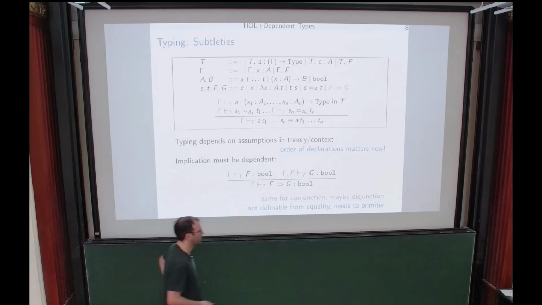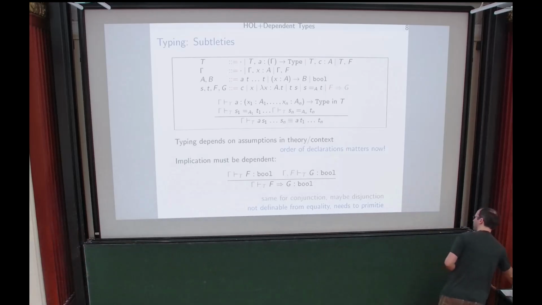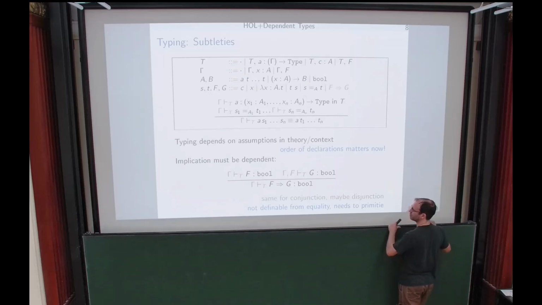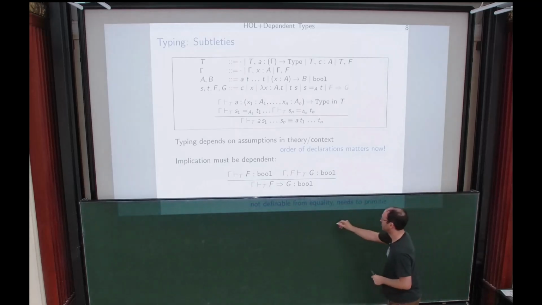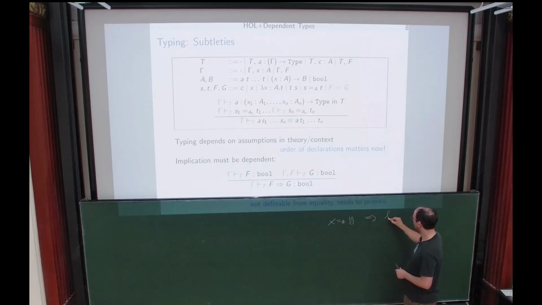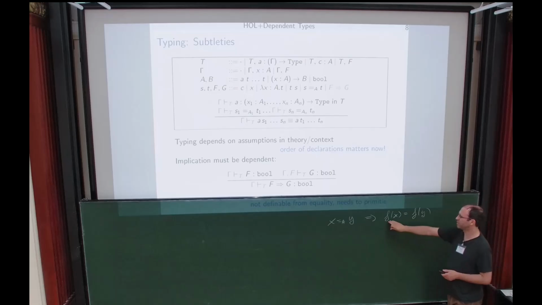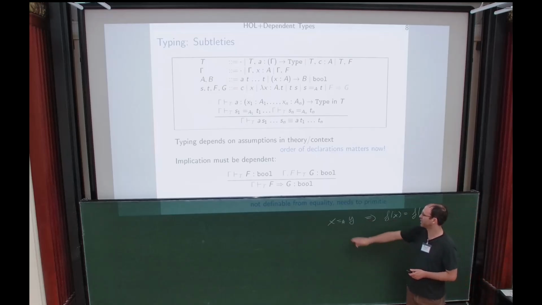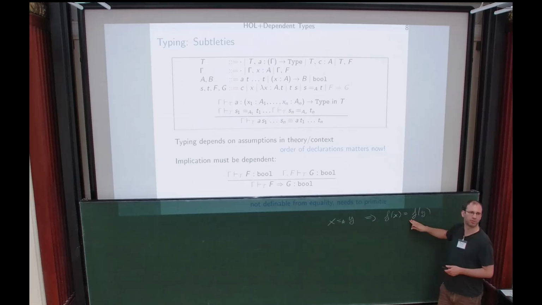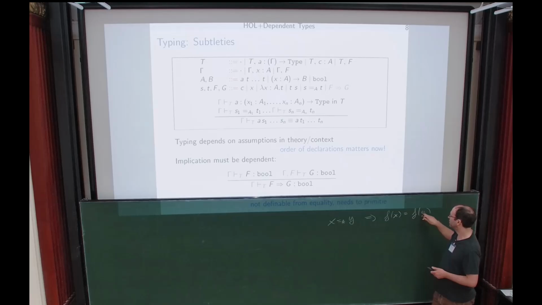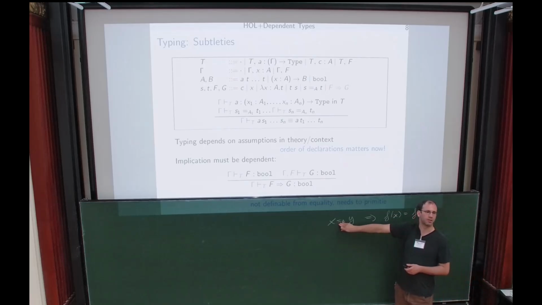So if you remember the motivating formula I started with, we would normally check this, being an implication, by checking that this is a Boolean and that this is a Boolean. But now we can't do it that easily because this is only going to be a Boolean under the assumption that this is true.